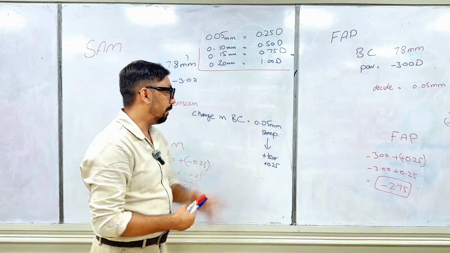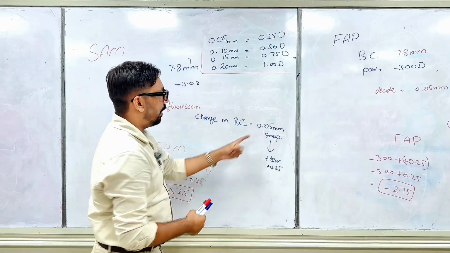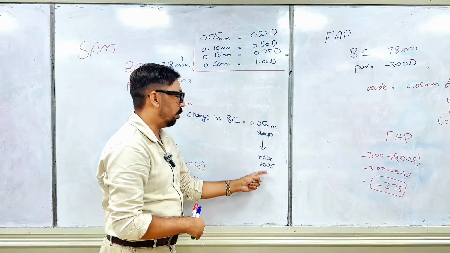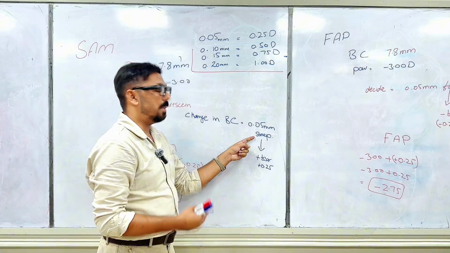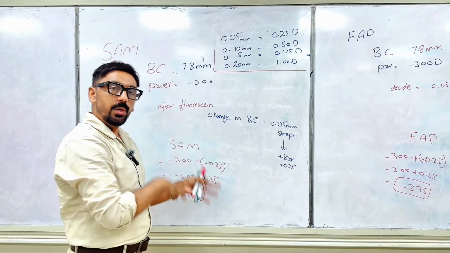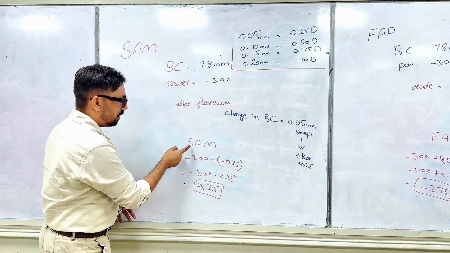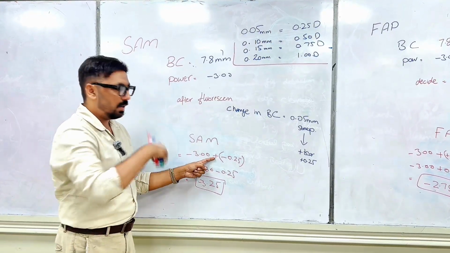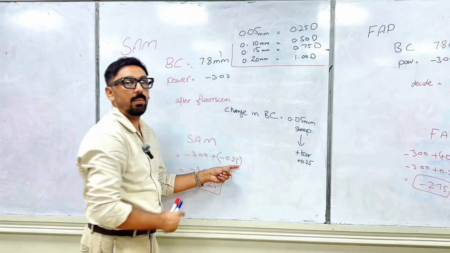0.05 millimeter. And you know very well, steep fitting will cause a positive tear lens. And we know that if the base curve changes by 0.05 millimeter, it will change the power by 0.25, positive. Why positive? Because there is a steepening change in the base curve, so it will cause a positive tear lens. To neutralize that positive tear lens, I have to apply the SAM rule. SAM means if the fitting is steep, I have to add minus. So the power is -3, and I will add minus 0.25 to neutralize that plus 0.25.